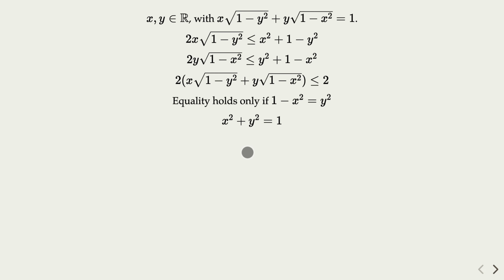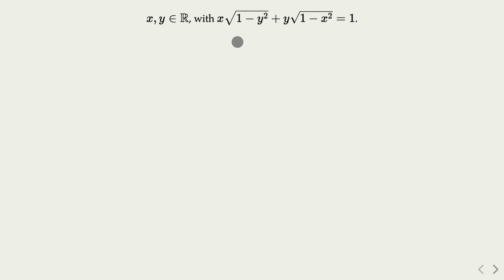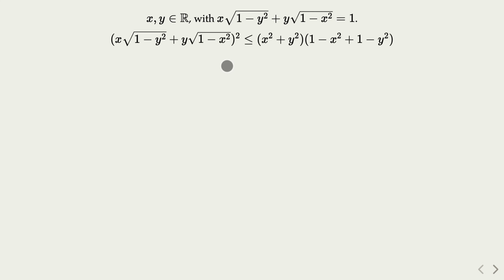Good. Let's move on. Method number 3. There is a well-known inequality, the Cauchy-Schwarz inequality. So here we're going to use that inequality. Here it says (ab plus cd) squared is smaller than or equal to (a squared plus c squared) times (b squared plus d squared). All right, that's good. So the left-hand side is what? It is 1.